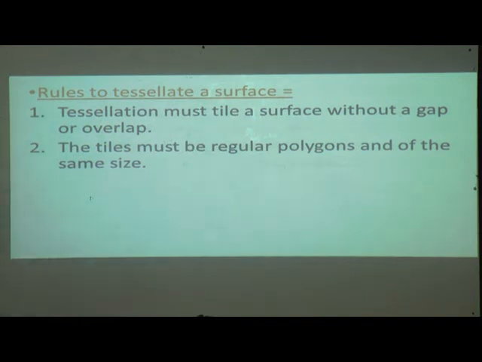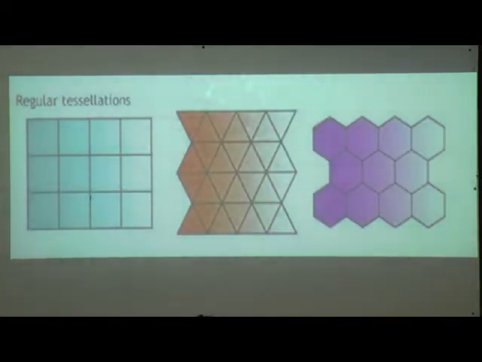Now students, here, regular tessellations. Here are some examples of tessellations. See, you can see there is no gap or overlap.